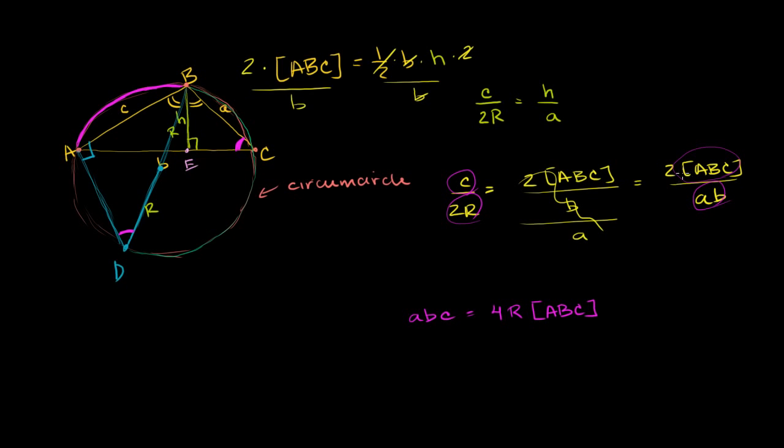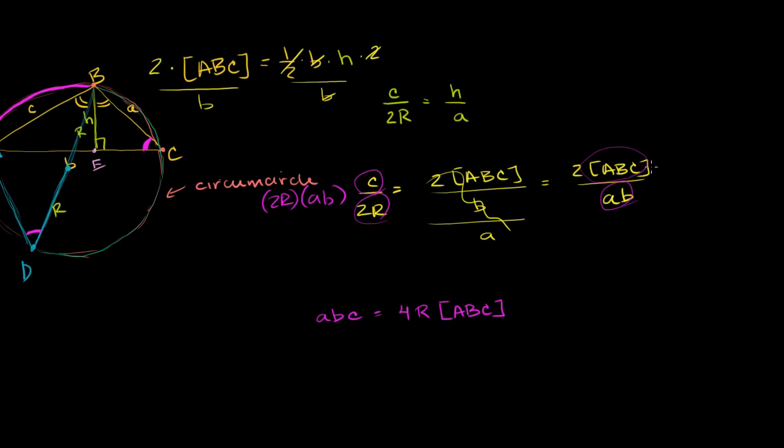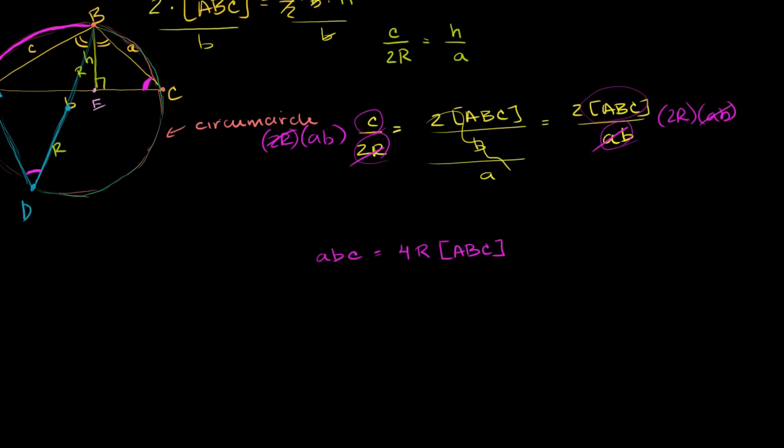And we know that all cross multiplication is just multiplying both sides of the equation by 2R and multiplying both sides of the equation by AB. So we did that on the left-hand side. We also have to do it on the right-hand side. 2R and AB. Obviously, that cancels with that. That cancels with that. So you get ABC is equal to 4R times the area of our triangle. And now we're at the home stretch.